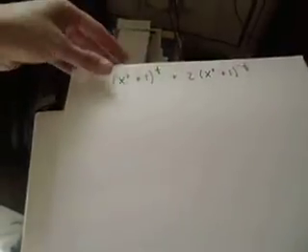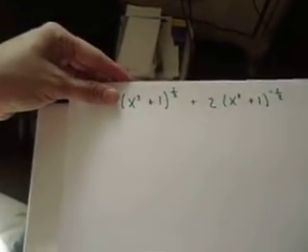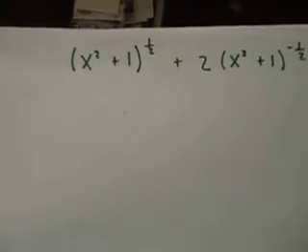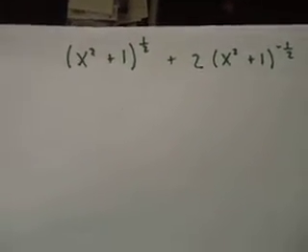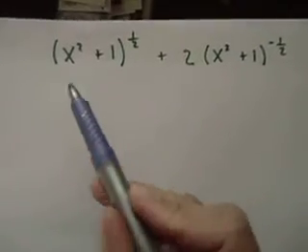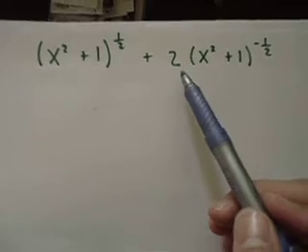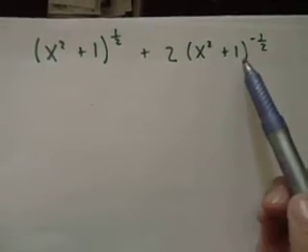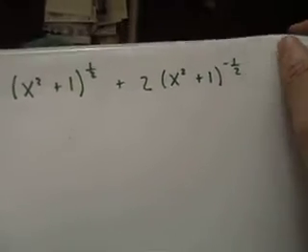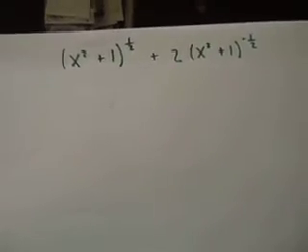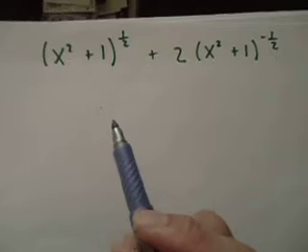And we have one more problem. Right here, same set of directions as the previous problem. This one is number 93. We have x² plus 1 raised to the 1/2 plus 2 times x² plus 1 raised to the -1/2. Which one is the lowest exponent? I say the -1/2 is.